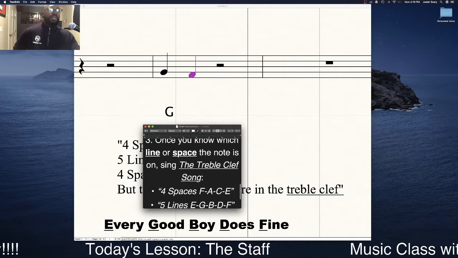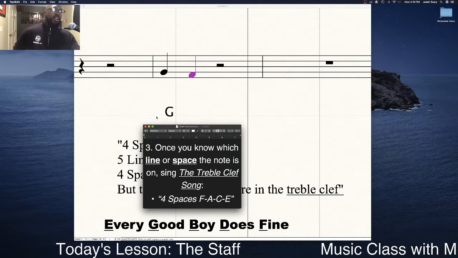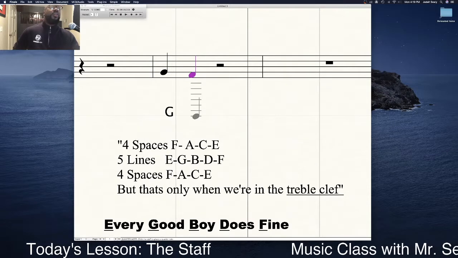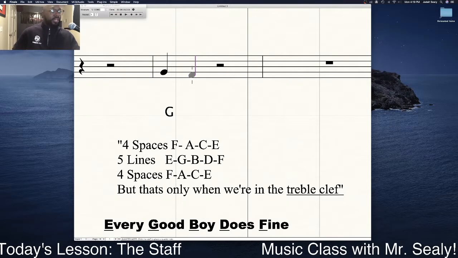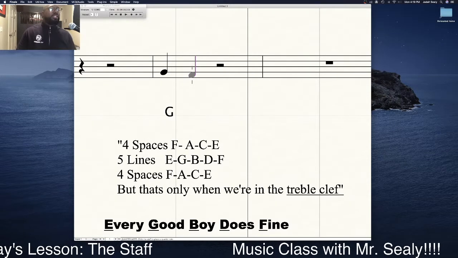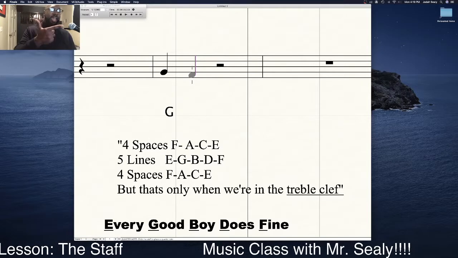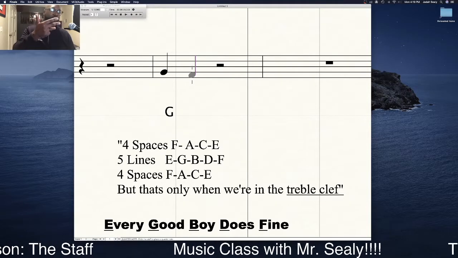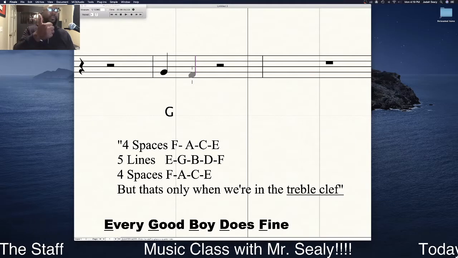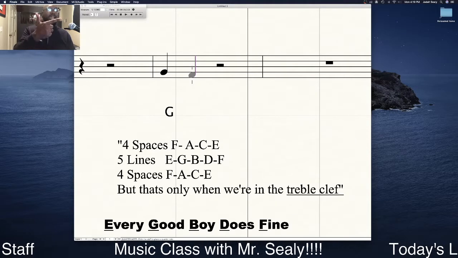Now, since we know that, we sing the treble clef song. We could sing the entire song, or we could just sing the part of the song that we're looking for when we're looking for a space. So 4 spaces, F, A, C, E. We're looking for the first space. Let's count them again. 4 spaces, F, A, C, E.